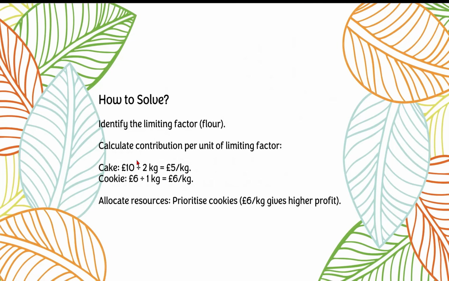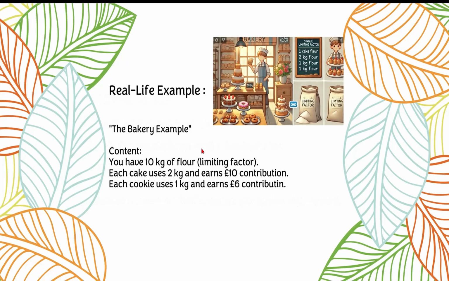First thing regarding the production plan in case of single limiting factor, we have to identify the limiting factor. In my case, as I am running the bakery, my limiting factor is flour. The next step is to calculate contribution per unit of limiting factor. We already calculated the contribution in the previous slide, and I have already explained how to calculate the contribution. It's the sales minus all the variable cost, right?